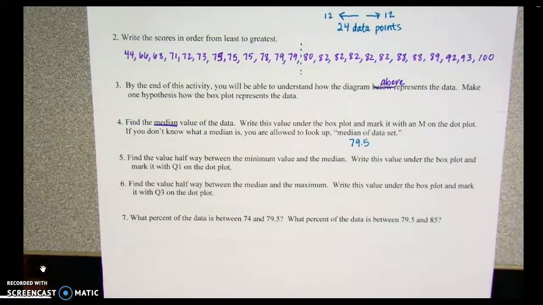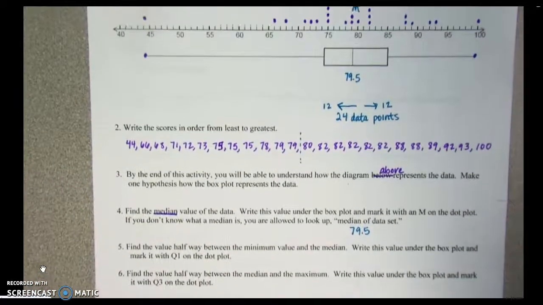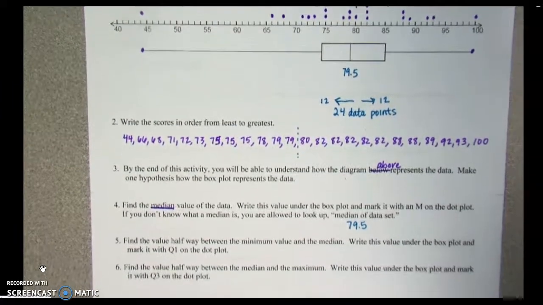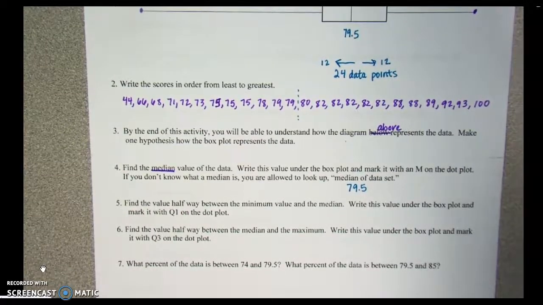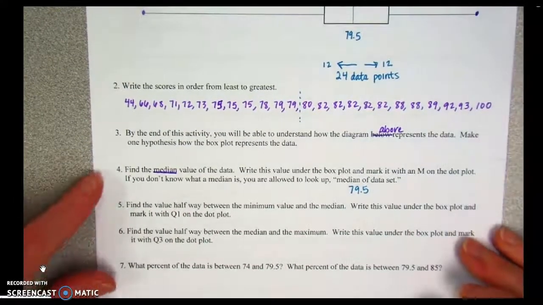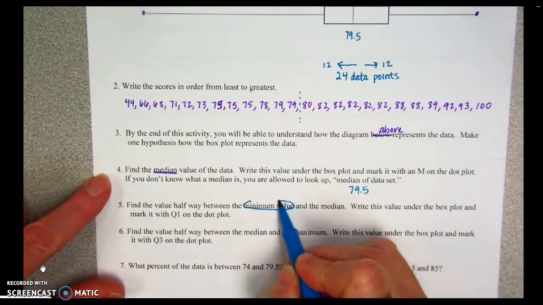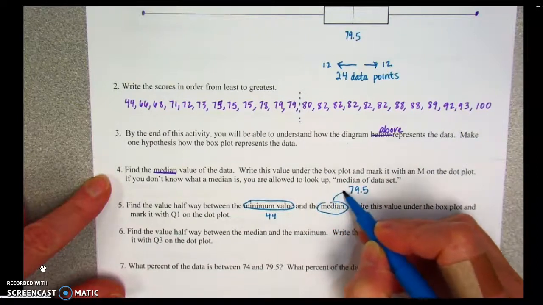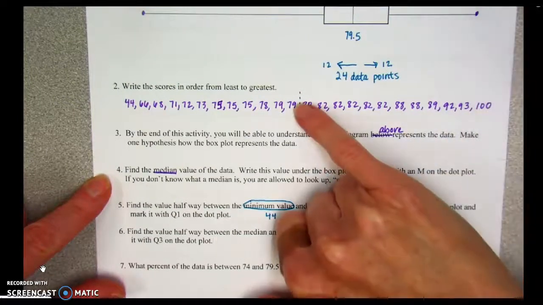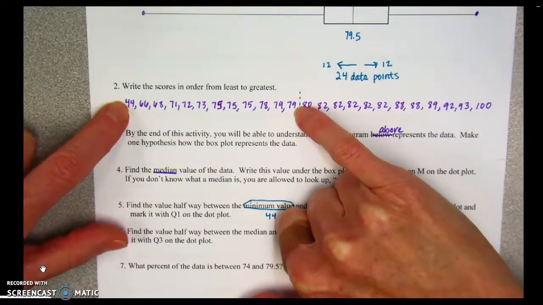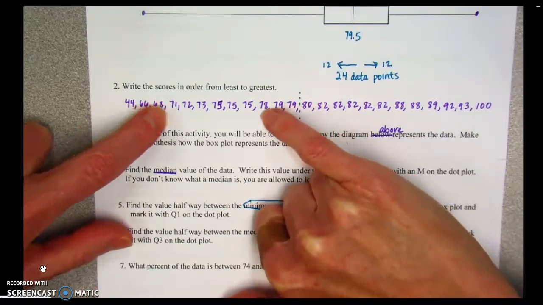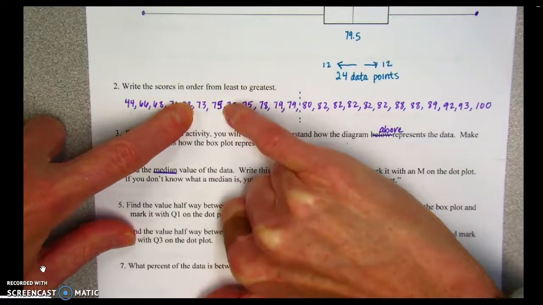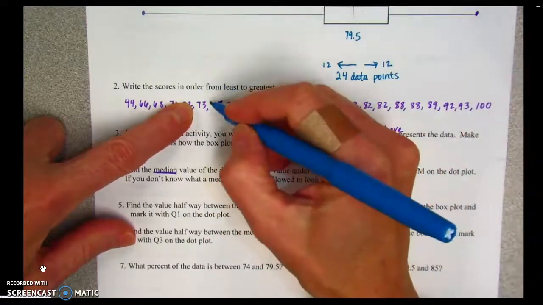Then it says find, sorry, you weren't able to see that up there. Then it says find the value halfway between the minimum value and the median. The minimum value is 44, and the median value is 79.5. So again, I'm going to let my fingers find the median. And it would be right there halfway between 73 and 75. Right there.